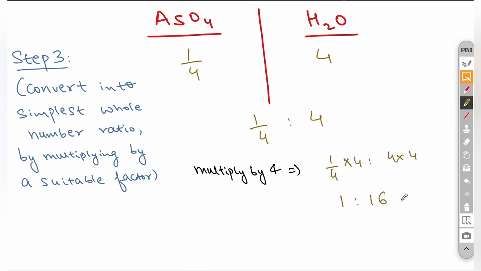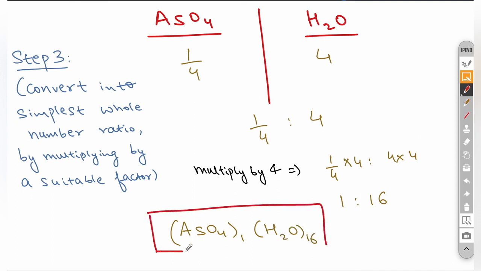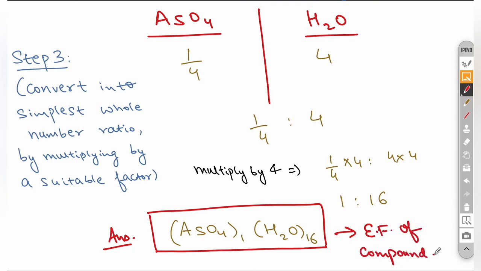It will be 1:16. So the empirical formula of the compound will be ASO4H2O16. So this is simply the answer. Empirical formula of compound. So it's a very easy topic. Hope you all understand this.